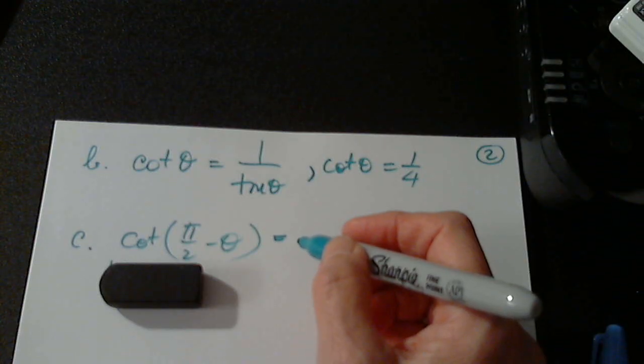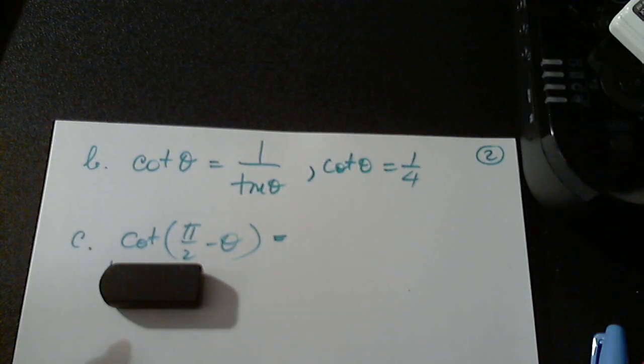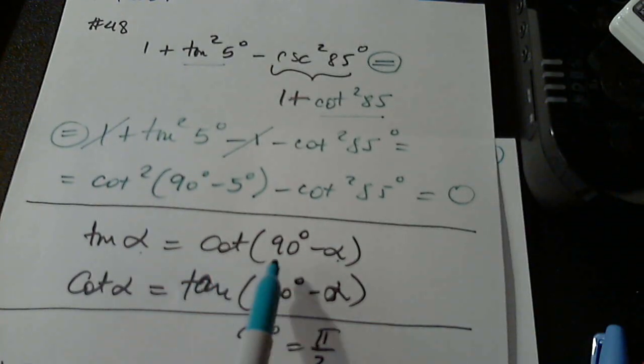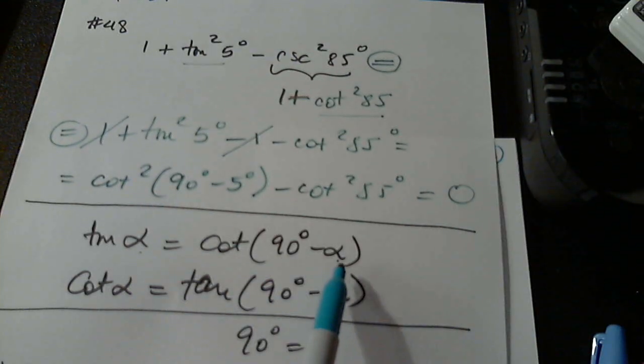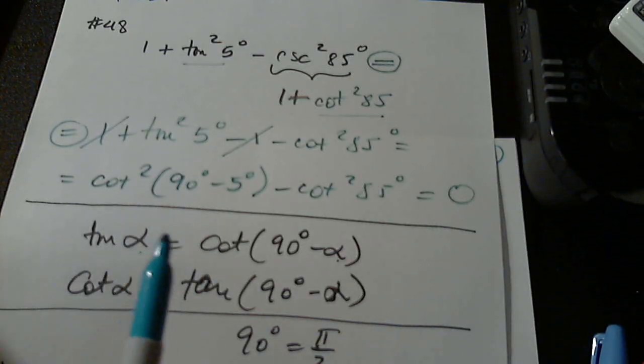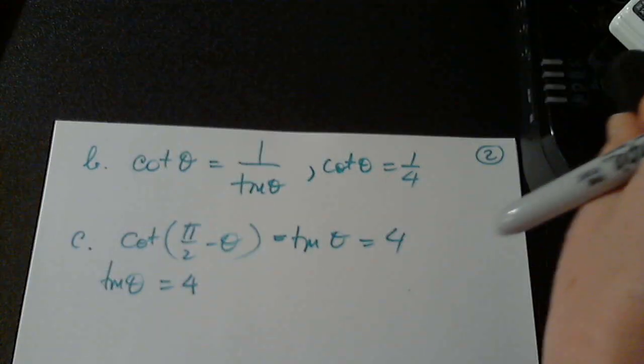Is it 1 plus tangent squared theta? So, cotangent of pi over 2 minus theta equals... Oh, just tangent, that's it. It equals 4. Exactly, and equals 4, indeed.